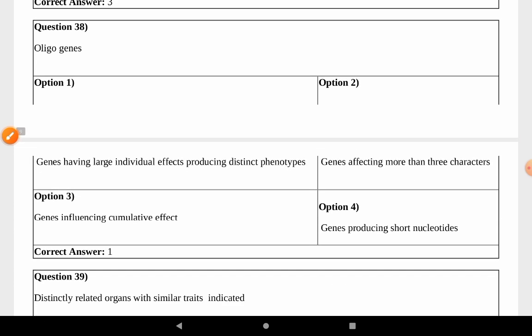The next question is oligogenes. Option 1 genes having large individual effects producing distinct phenotypes. Option 2 genes affecting more than 3 characters. Option 3 genes influencing a cumulative effect. Option 4 gene producing short nucleotides. So the correct answer is option 1, genes having large individual effects producing distinct phenotype, known as oligogenes.